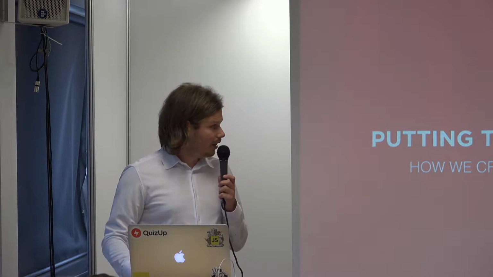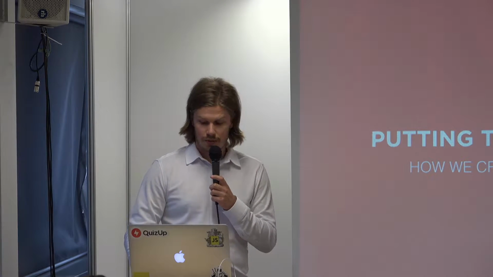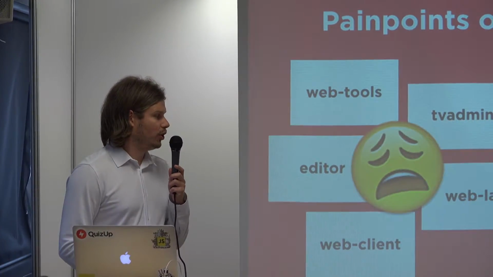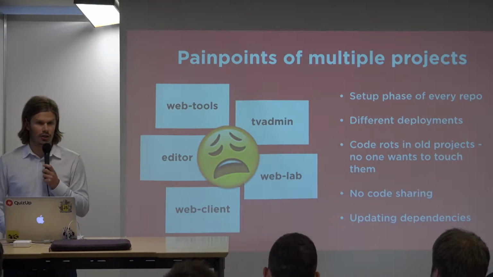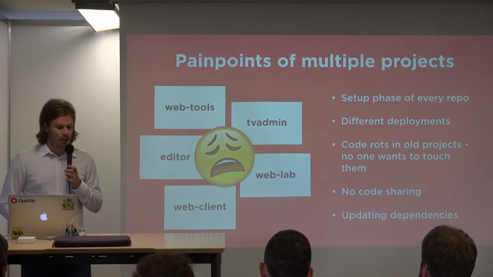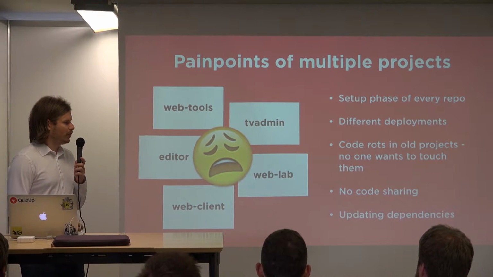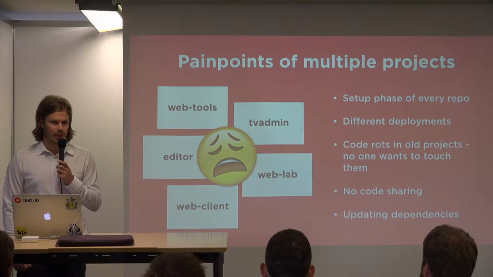All right. So yeah, how we created a monorepo for our webs at Github. The pain points of having multiple repositories for every project that you have is that every project is sort of a representation of best practices when it was first created. And that doesn't get updated a lot.